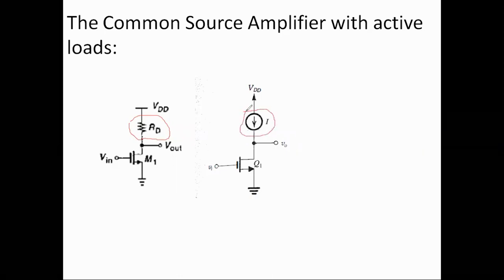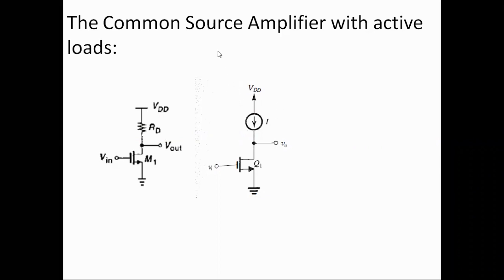Why it is called common source: input is applied to the gate, output is taken from the drain, and the source is common to the input as well as to the output, hence the name common source. And in the place of RD, a current source is there, hence it is called a common source amplifier with current source. Now I am going to move to write the AC circuit of this one.